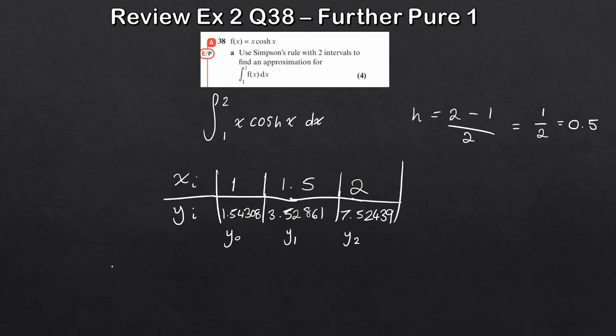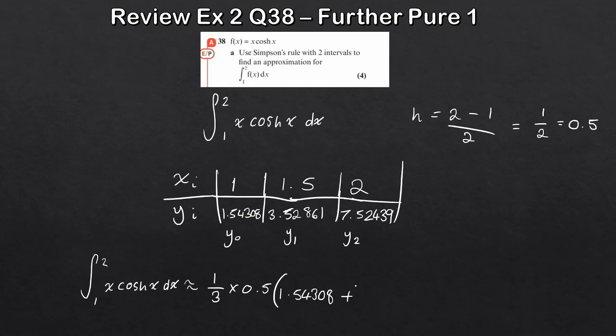So now, looking at the area, the integral of x cosh x, well, that's just going to be simply approximately a third times h, which is 0.5. Your endpoints, so 1.5308, plus 4 lots of the odd terms, which is just the middle y1 there, plus my endpoint again. We have no even terms, and that's simply all it is. Okay, plug all this in your calculator, and what you'll get is 3.8637.